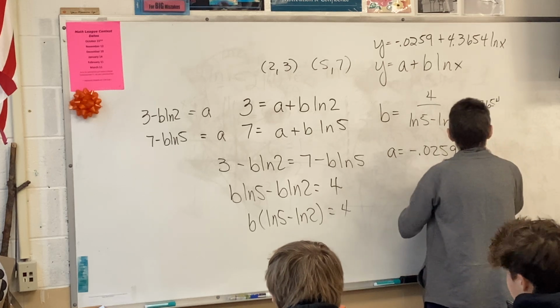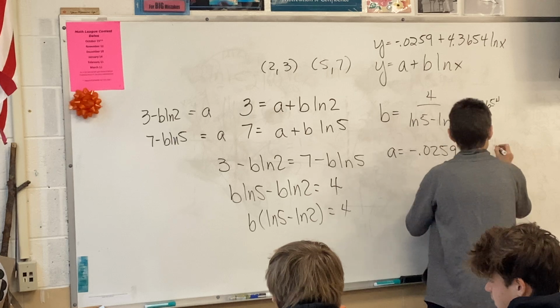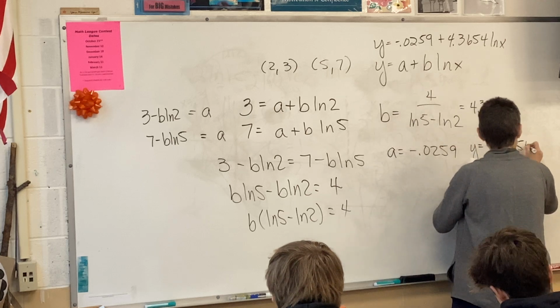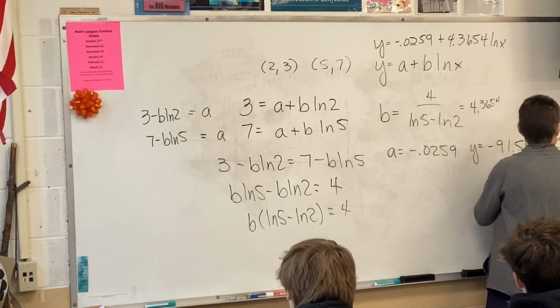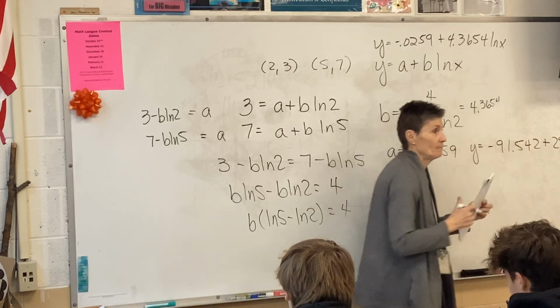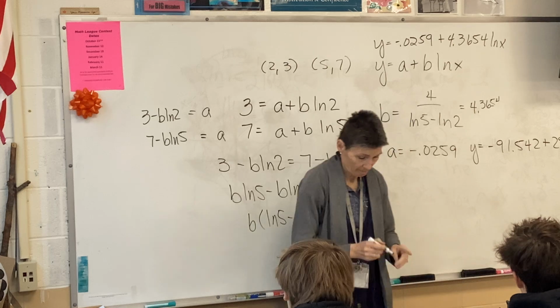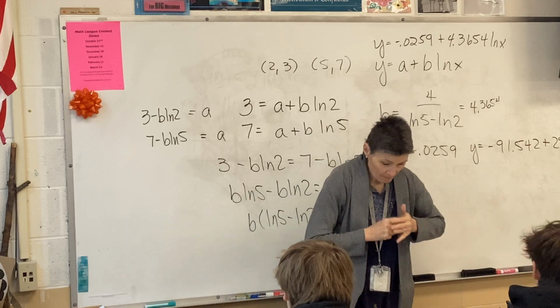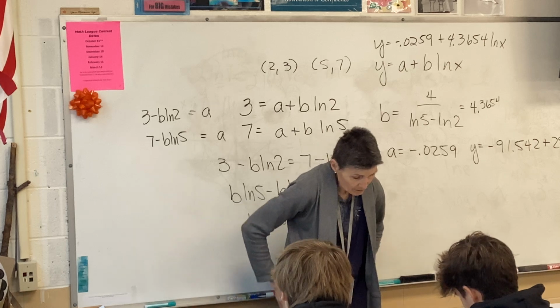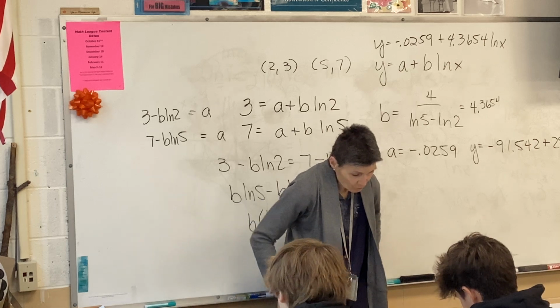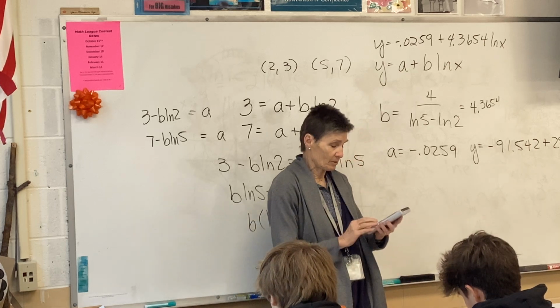I got this, negative 91.542 plus 29.999 ln x. Anybody else get that? Look good? Using the model, what is the predicted annual salary in thousands of dollars for a pastor whose church size is 500 people? So what do we do?